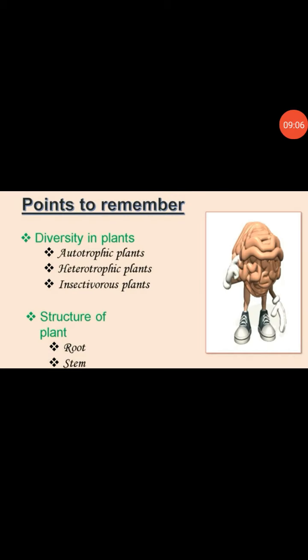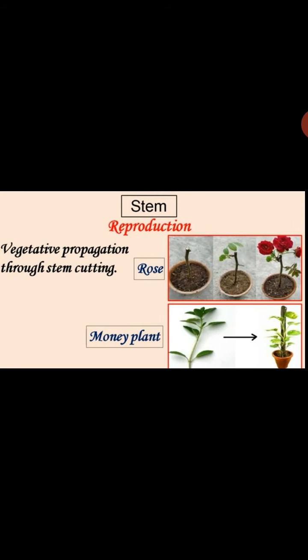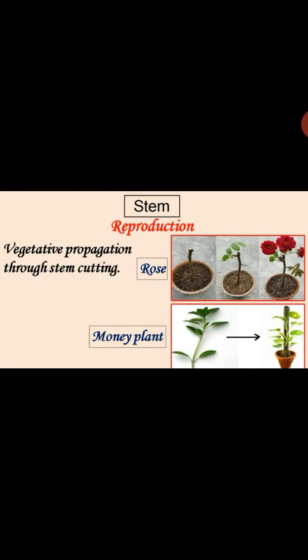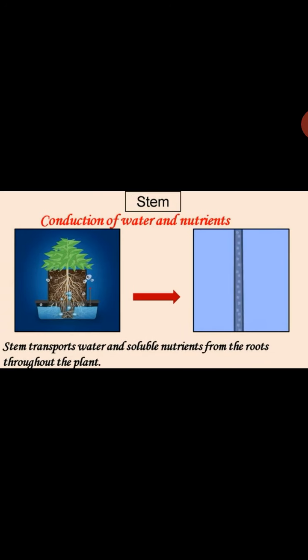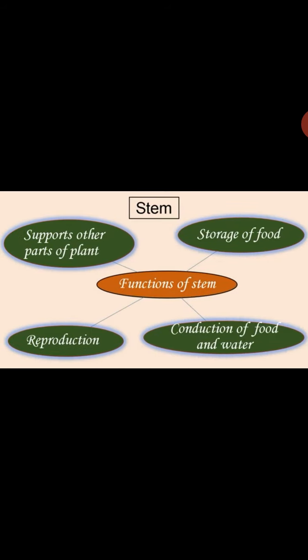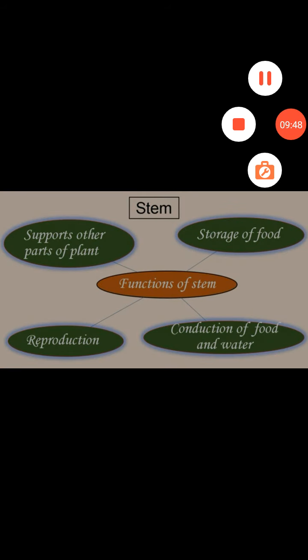So students, let's take a short recap of what we have done in today's lecture. Structures of plant, root we have already done, so the new point we started is stem. Stem has a reproduction function, storage of food functions are there in stems. Stem also has conduction functions, and these are the functions of all stems: supports other parts of plants, storage of food, reproduction, conduction of water, food.